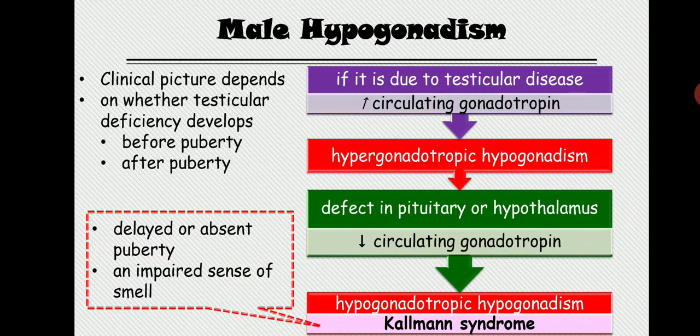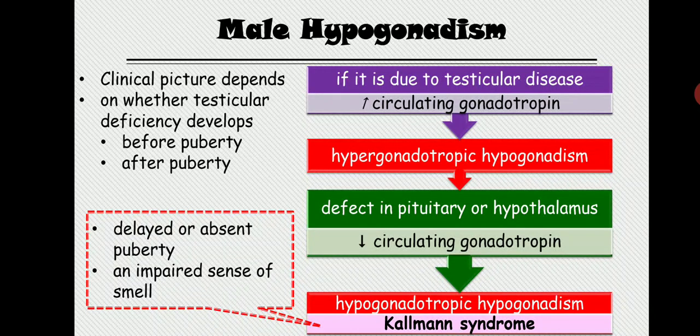So in deficiency of this KAL gene, no more migration of the GnRH neurons will take place from the nasal cavity to the hypothalamus. So ultimately, no GnRH secreting neuron is present inside the medial preoptic nuclei. So no GnRH secretion at the time of puberty. So development of the testis will be deficient, spermatogenesis is deficient, secretion of testosterone is deficient, and ultimately hypogonadism occurs.